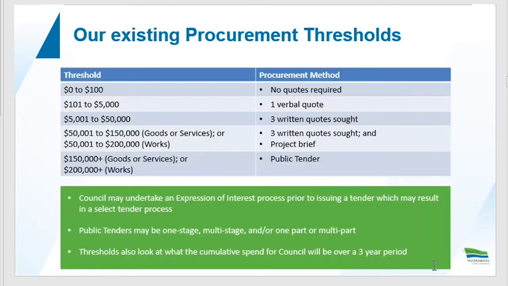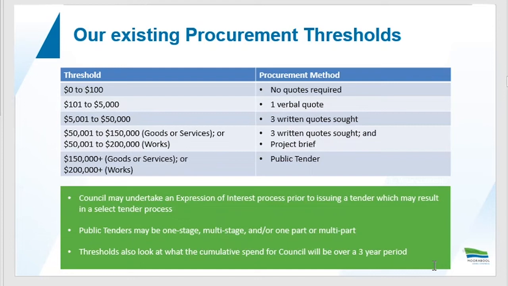Our existing procurement thresholds. So our 0 to $100 requires no quotes. $101 to $5,000 requires one verbal quote. $5,001 to $50,000 requires 3 written quotes. $50,000 to $150,000 for goods and services requires 3 written quotes and a project brief, or if it's for works, it can go up to $200,000. And then anything above $150,000 for goods and services and $200,000 for works is via the public tender process.